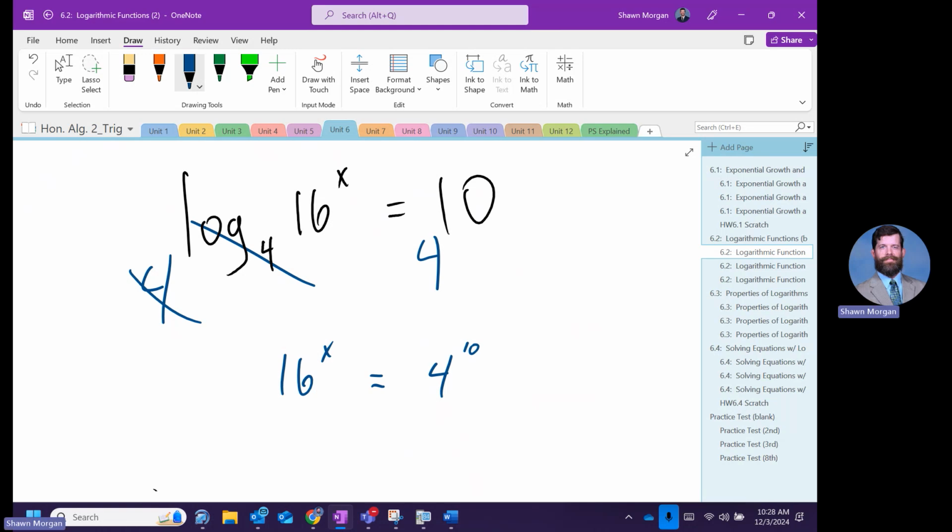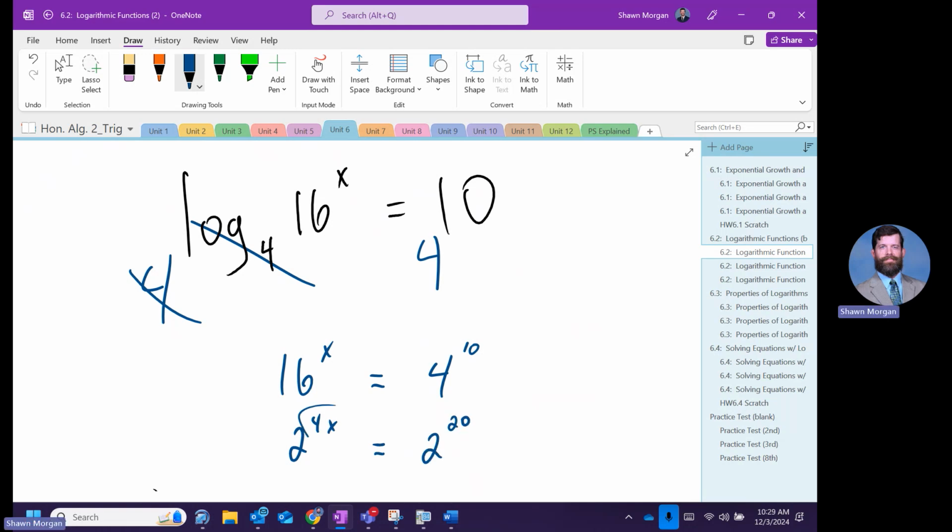What is 4 to the 10 in its essence? It's a number. It's just some number. I don't know what it is, but it's a number. Okay. And so now I would like to try to make the base the same. 16 is 2 to the 4th, and 4 is 2 squared.